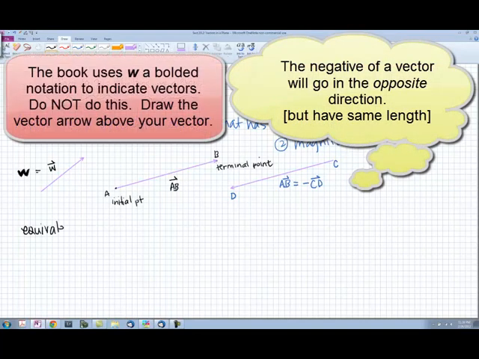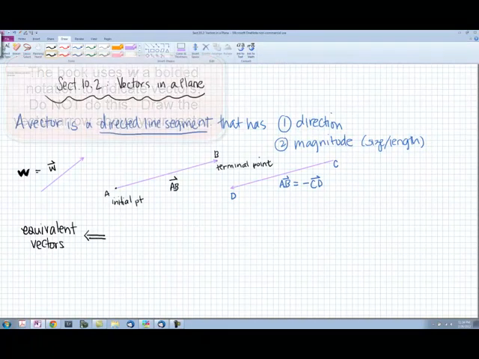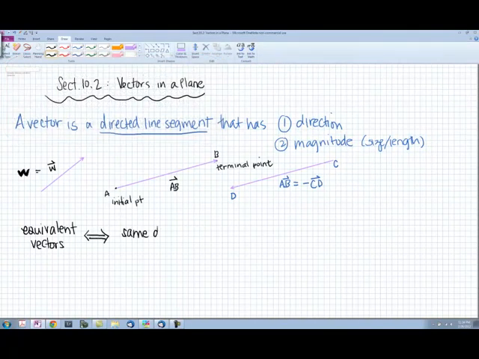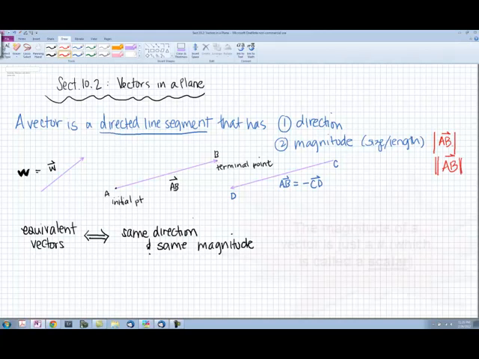We have something called equivalent vectors. We say that two vectors are equal if and only if they go in the same direction and they have the same magnitude. The magnitude of AB, sometimes you'll see it written with 2 bars, sometimes you'll see it written with only 1, but that represents magnitude.